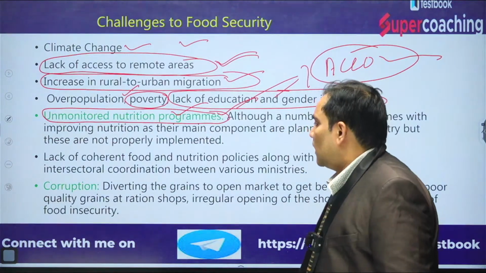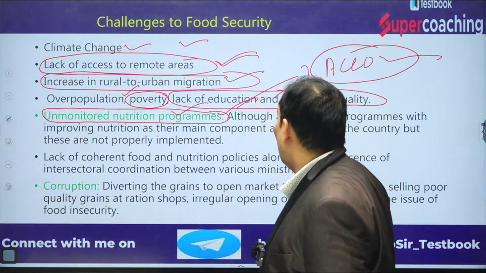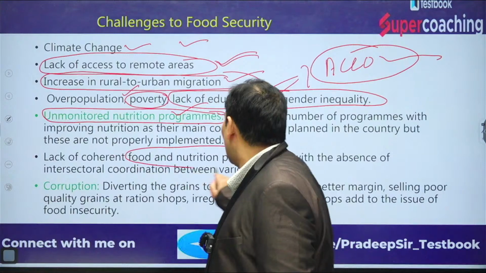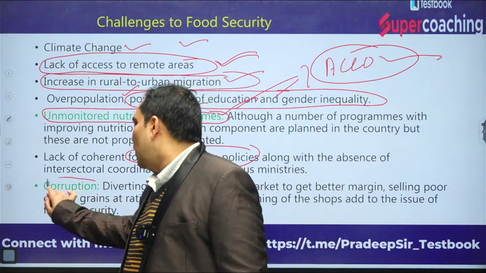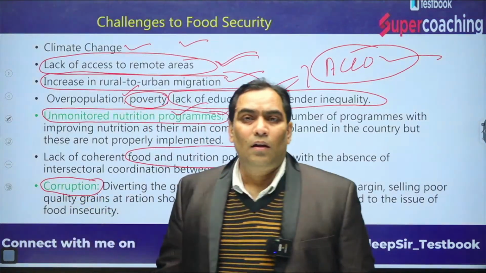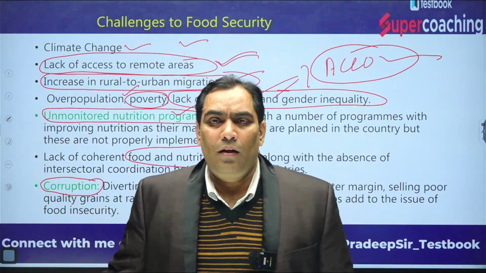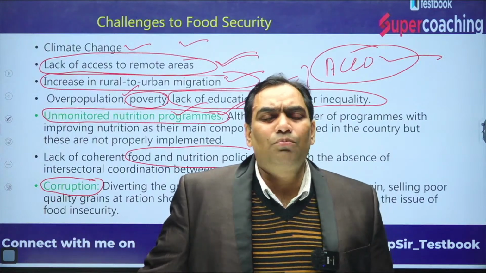Not only this, there is lack of a coherent food and nutrition policy. And there is corruption, it is very common. At the same time there is corruption as well.